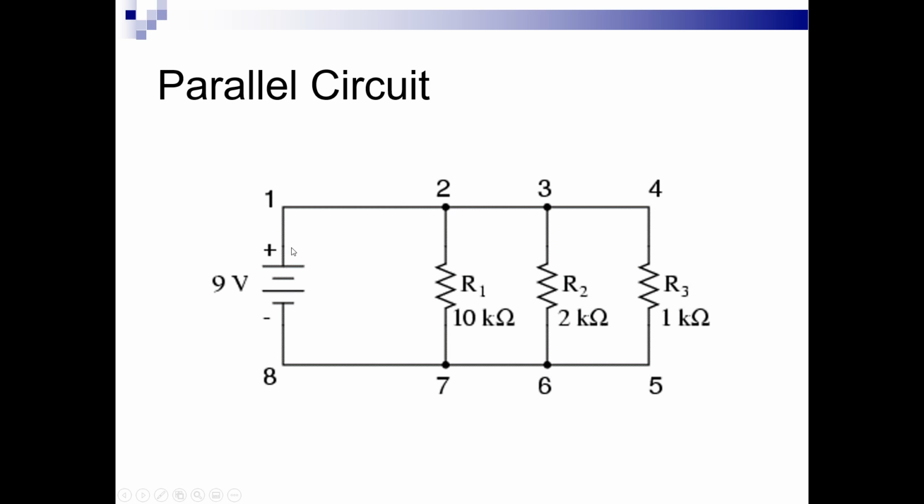Now with parallel, the difference is now the currents all have different paths to travel. So the currents are different, but if you look at it, the voltage drop from 0.2 to 0.7 is the same as 0.3 to 0.6 because you're just going from the positive side of the battery to the negative side. There's nothing else in the way. So each of those resistors gets the full 9 volts of the battery.